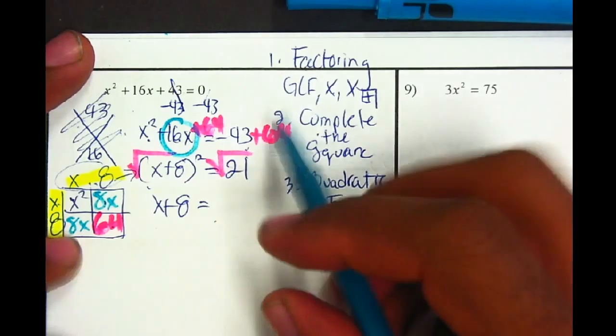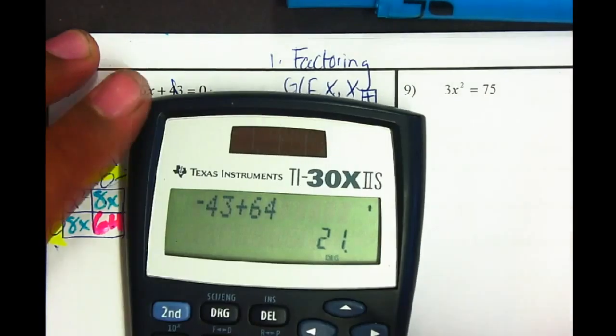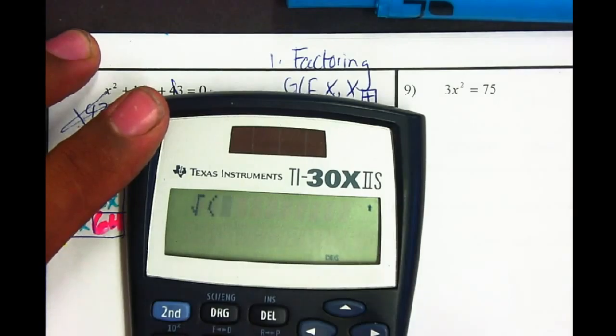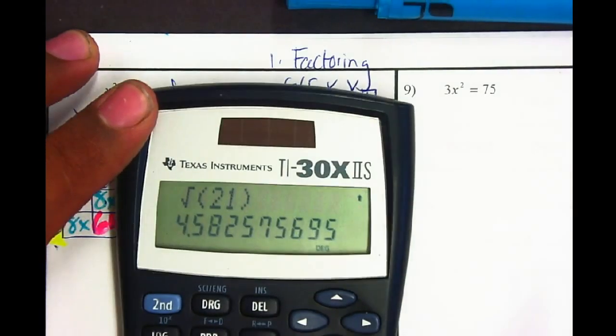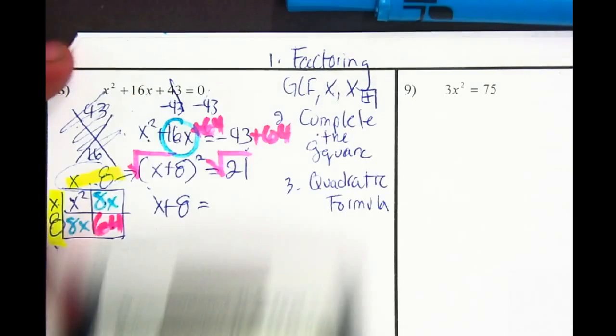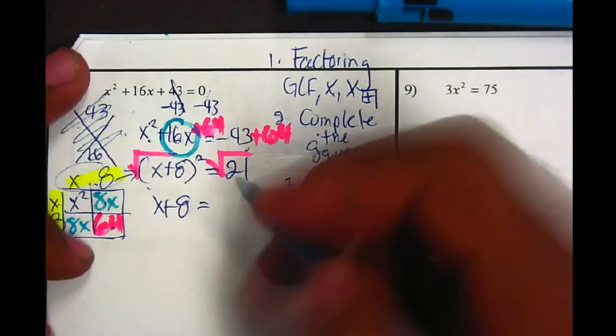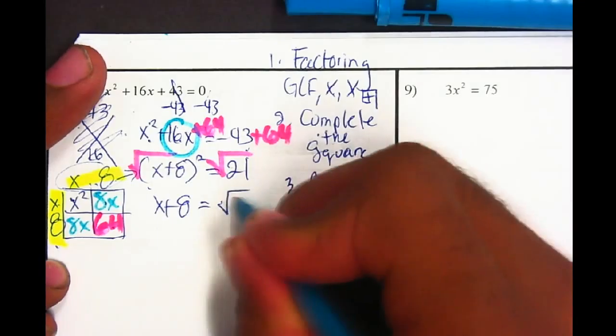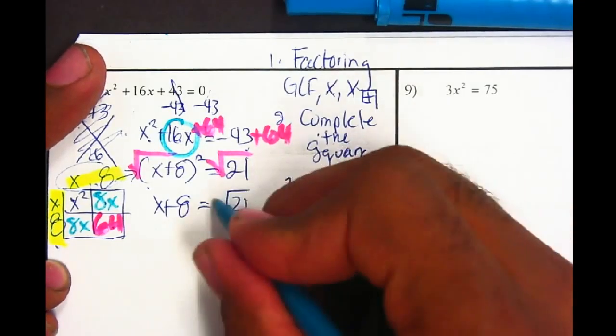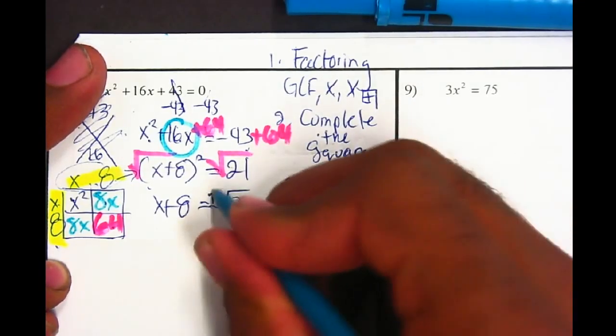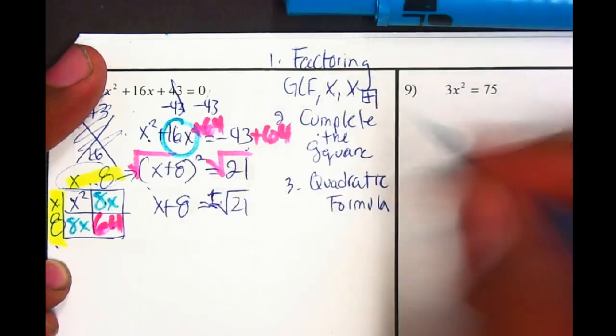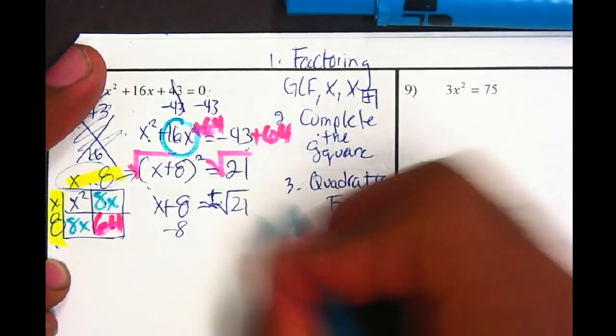Well, we can't really do square root of 21, because if I did that in a calculator, let's show you. Square root of 21 gives me some decimal number, but we don't want decimals. At least not yet. So now I would do square root of 21 and leave it in the square root. Then don't forget that it's plus and minus the square root of 21. And then the last thing is we want to subtract 8.